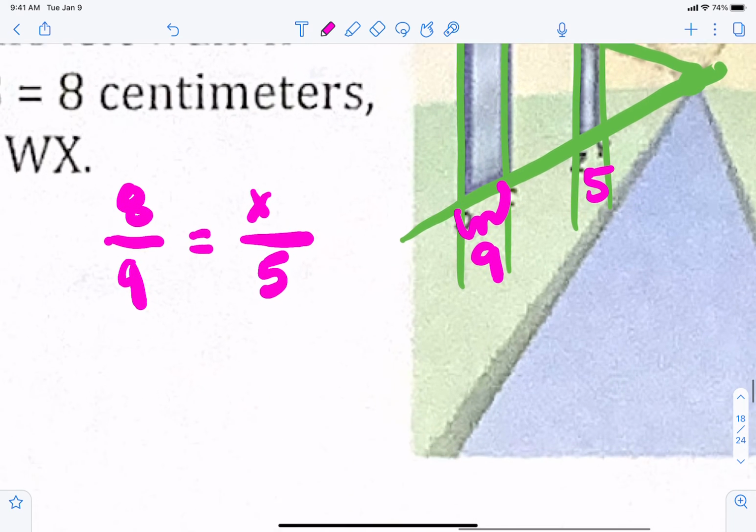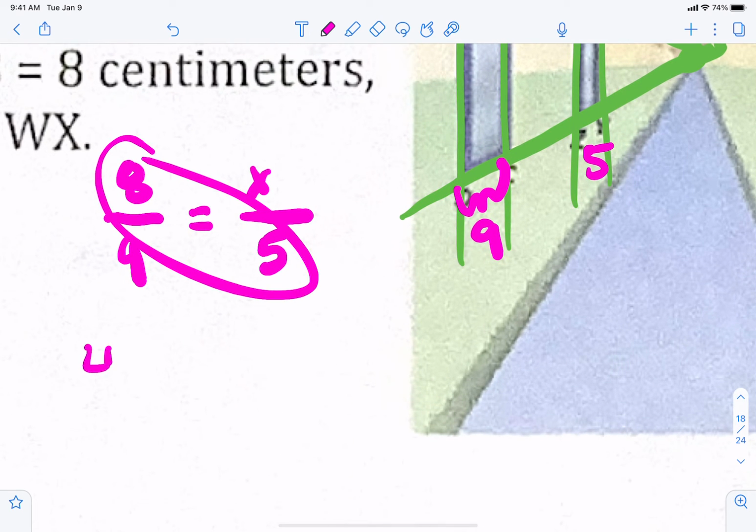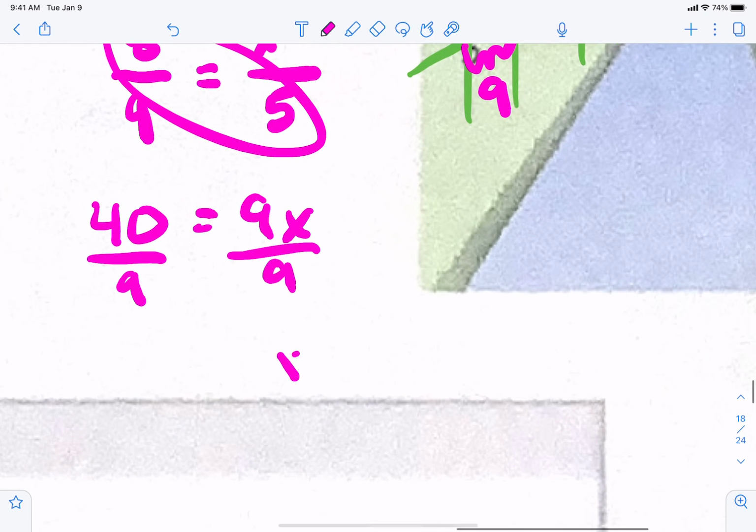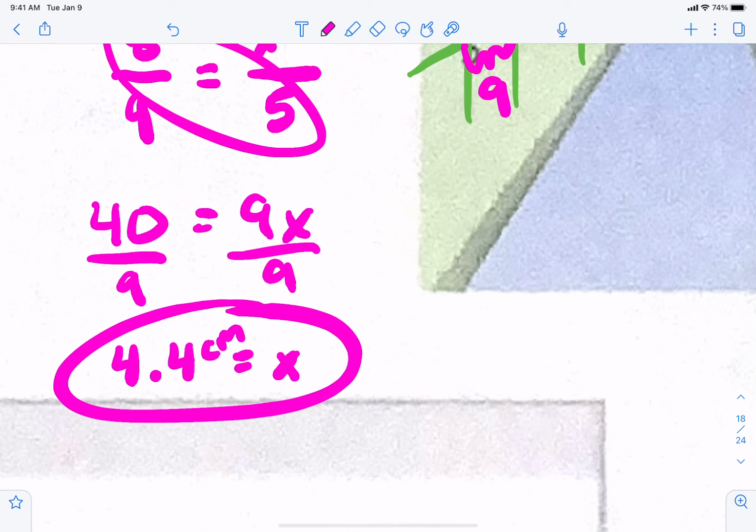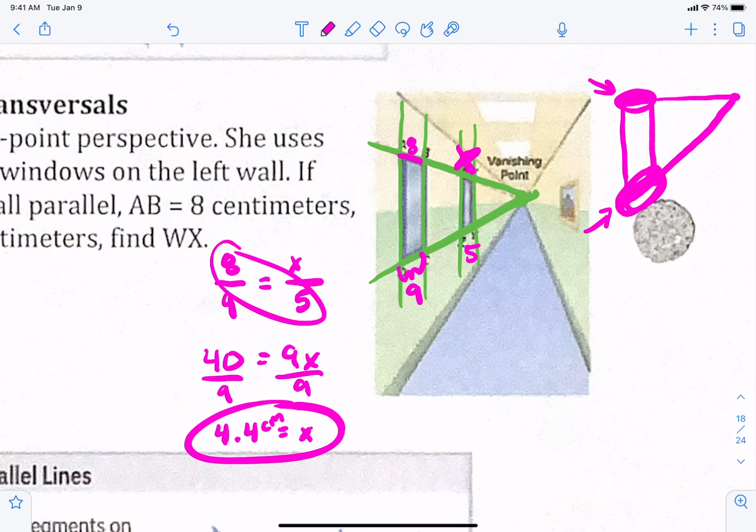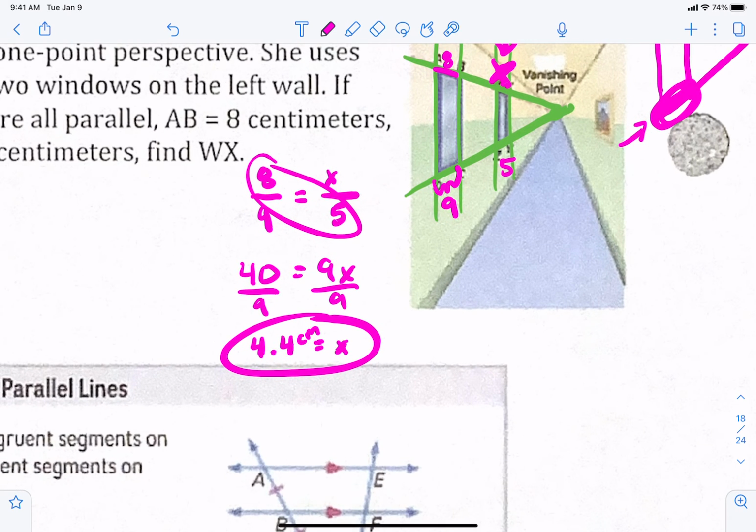8 times 5 is 40 equals 9 times X, and you divide by 9. You guys are being very patient with this long problem. It's 4.44, so that would round down to 4 still. So 4.44 centimeters. In the drawing, she's going to make that length on the top there 4.4. Well, it's already drawn. Kind of, right? Okay. Good? Questions about that?